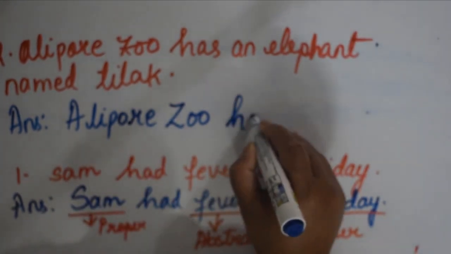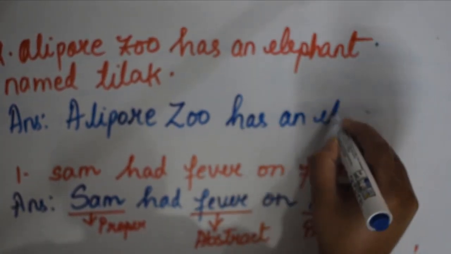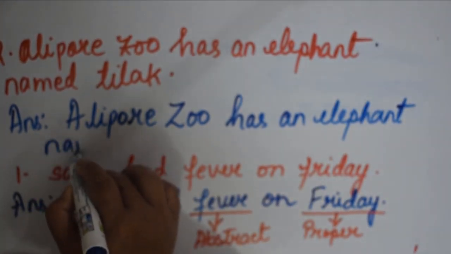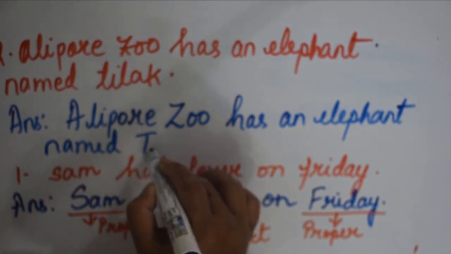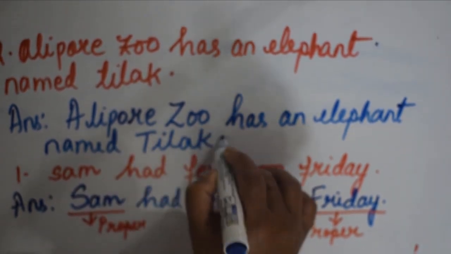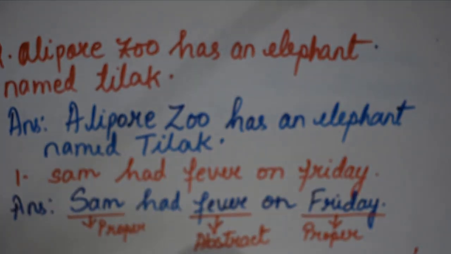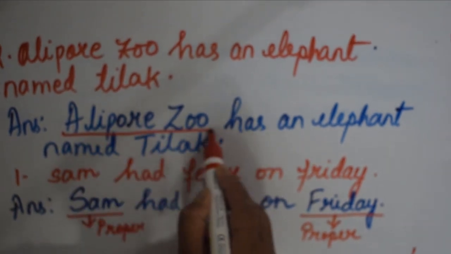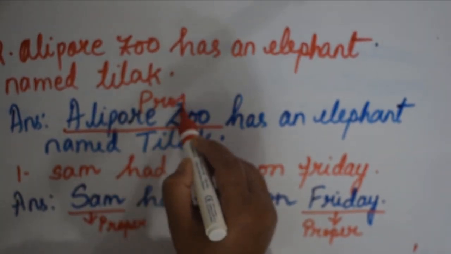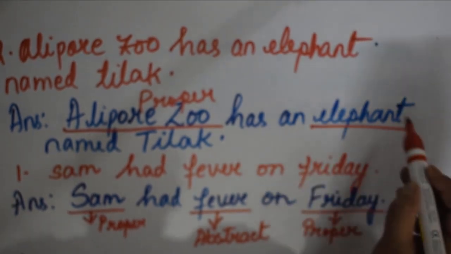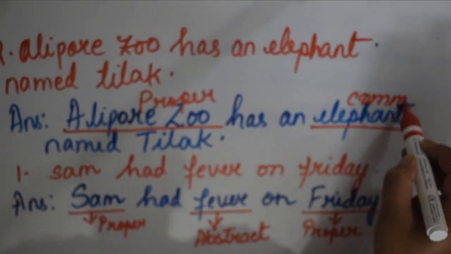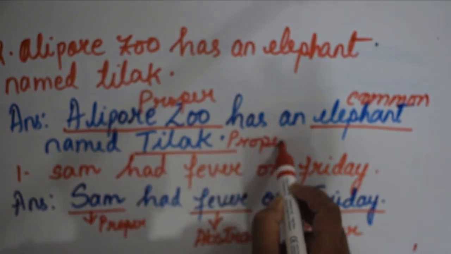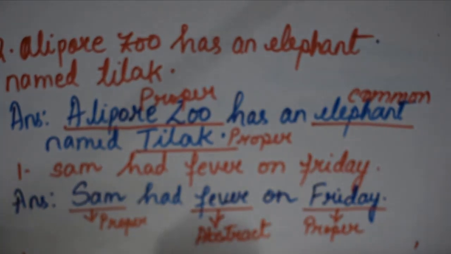Alipur Zoo has an elephant named Tilak, and Tilak will also be written like this because Tilak is the name of a particular elephant. So I underline Alipur Zoo, the entire thing is a proper noun. Elephant is a common noun. And Tilak will again be a proper noun.